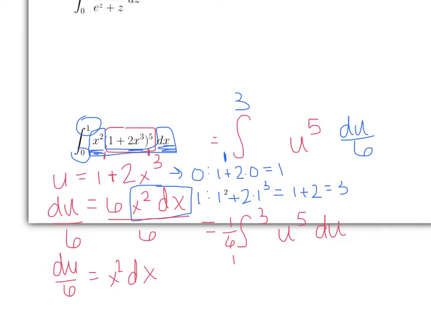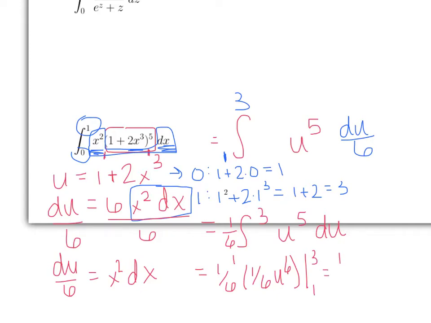And if you integrate that, you're going to get 1/6 times 1/6 u to the 6th. That was another big mistake that y'all were making, was forgetting how to integrate u to the 5th. So when we integrate, we add an exponent. So just don't forget to add, not subtract when you integrate. And we're going to evaluate that from 1 to 3.